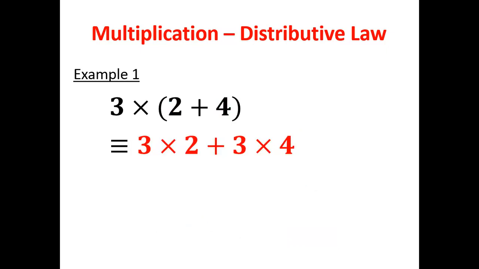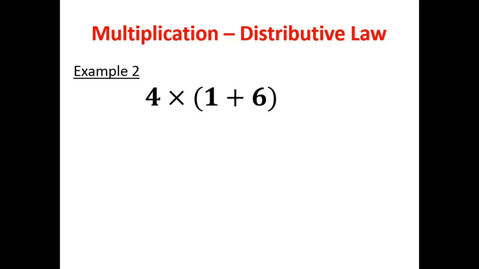So we can say that 3 times bracket 2 plus 4 is equivalent. Now notice this little equal sign has an extra line, and that means equivalent. It doesn't mean is equal to an answer, it means that the first statement is equivalent to the second statement. So 3 times bracket 2 plus 4 is equivalent to 3 times 2 plus 3 times 4. Hopefully you can see that the 3 is multiplied by both the 2 and the 4.